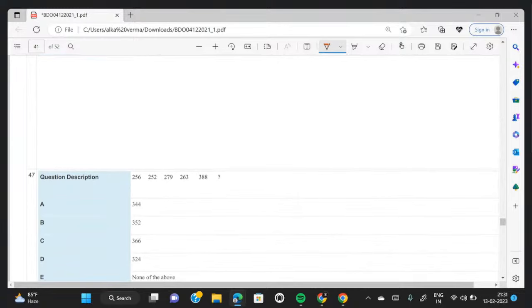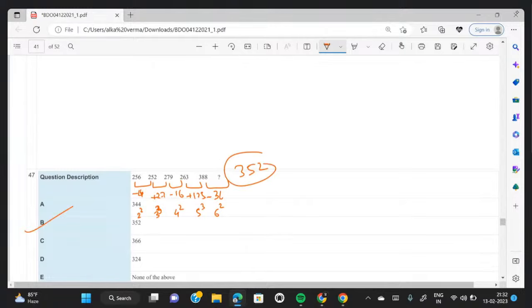Question number 47. Again, a number series. 256. No, okay. We'll do it here only. If we take a difference, we get -4 here. If we take a difference, we get +27. If we take a difference, we get -16. If we take a difference, we're getting 125. What will be the next number? Looking at it, we should come to know that this is 2 square, 3 cube, 4 square, 5 cube. So it should be 6 square. 6 square is 36. So basically you have to subtract 36. After subtracting 36, what you'll get? You'll get 352. That is option number B.